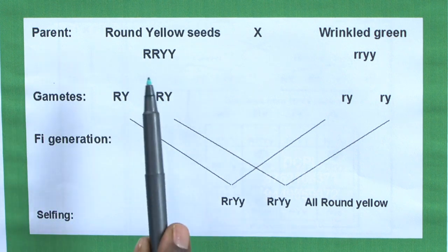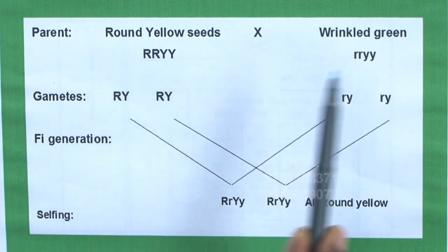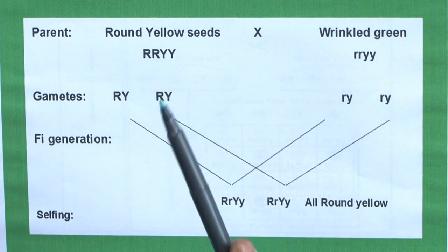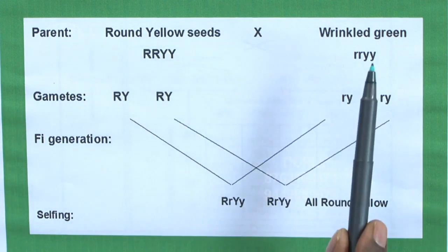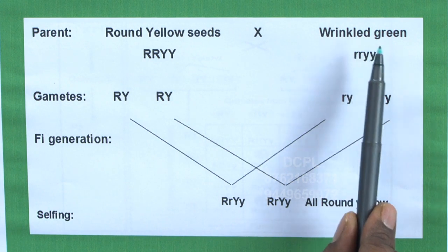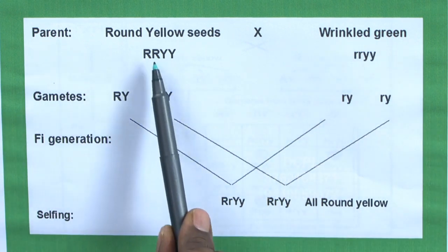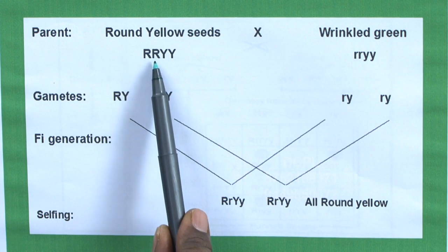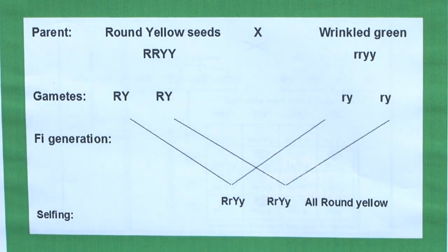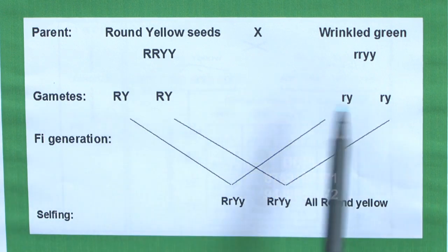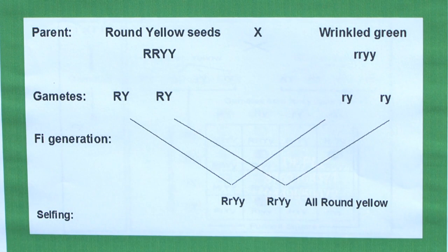Now, when you see here in the chart, this is the phenotype of the parent plant, that is, one plant producing round and yellow seeds and the other plant producing wrinkled and green seeds, and this is the genotype, that is capital R, capital Y, and small letters for the recessive character, and these are the possible gametes from both the sides.